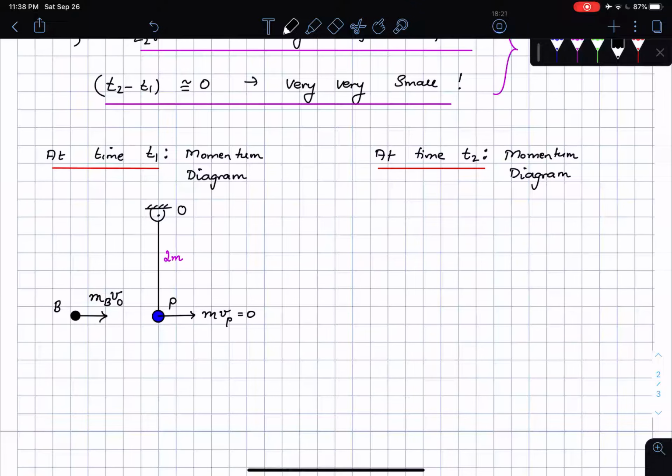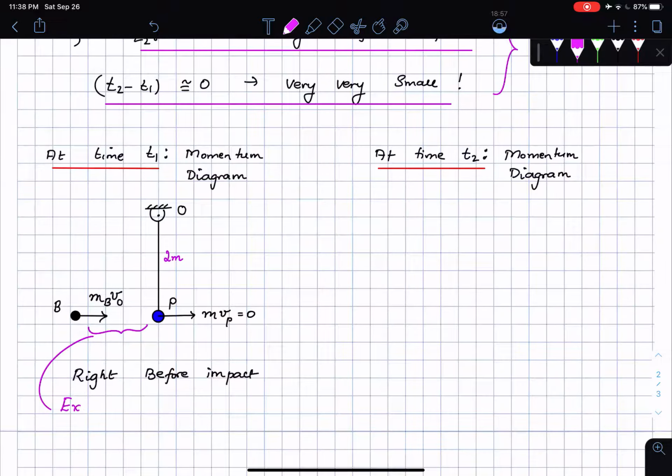So this is the momentum of the ball, and here is the momentum of the pendulum, right before impact. What I'm showing here is that the distance between the ball and the pendulum is very, very small, because the impact is almost going to take place, but I'm not showing that here. I'm exaggerating this distance, so let me make a small note here.